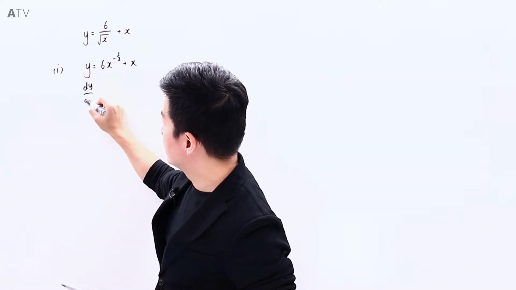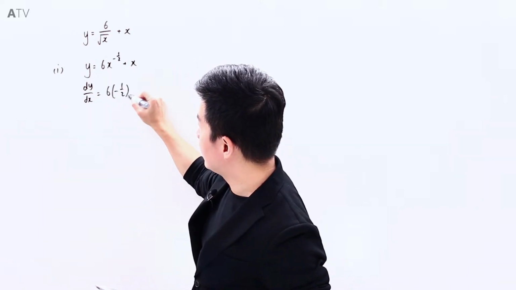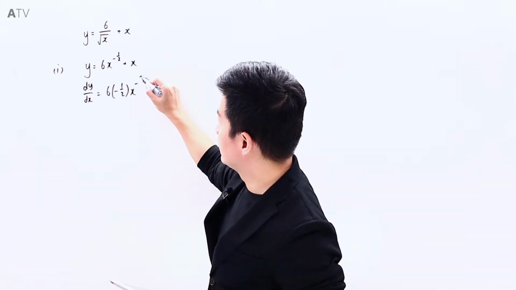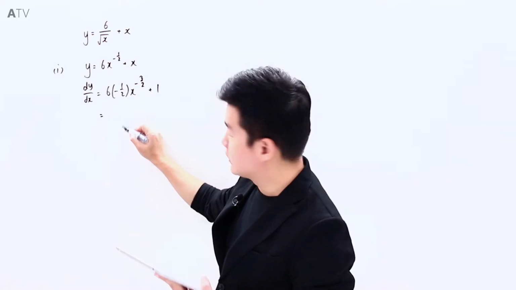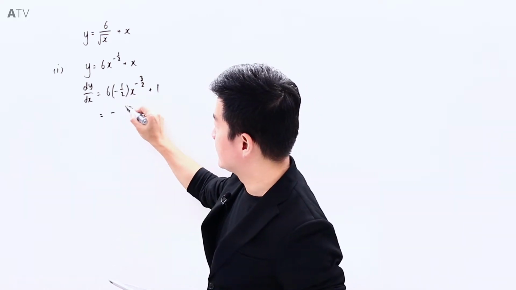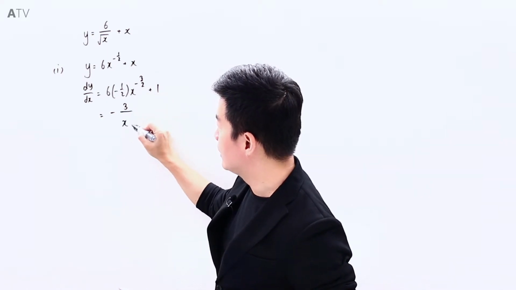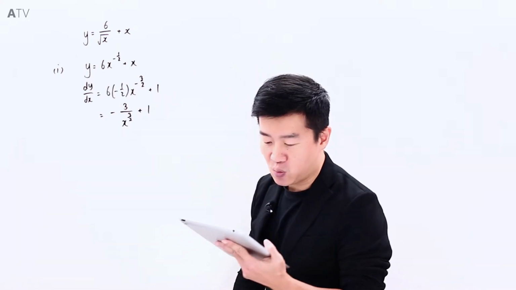So from here, dy/dx is going to be 6 multiplied by minus half, x to the power of minus half minus 1, which is minus 3 over 2, plus 1. So dy/dx is going to be this multiplied by this, which is minus 3. Using indices, I'll bring this to the denominator. So x to the power of 3 over 2, then this plus 1.